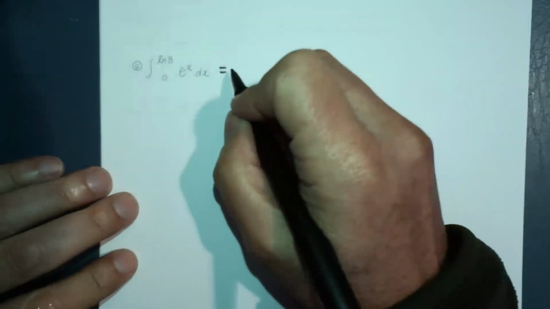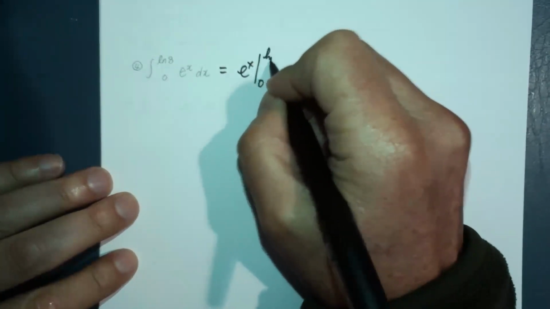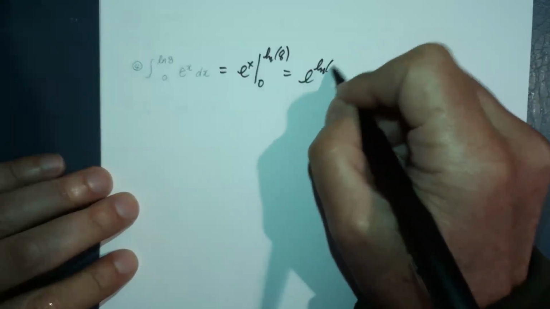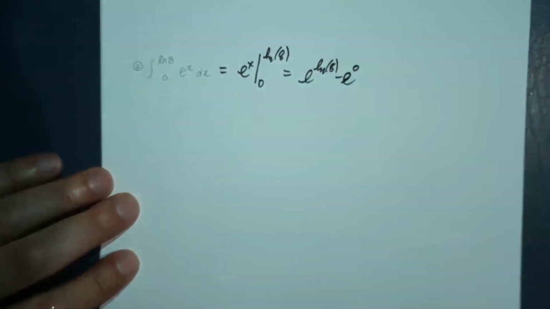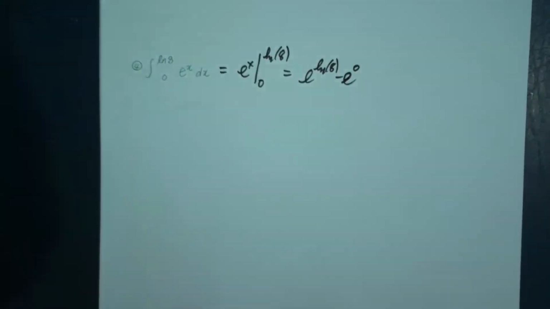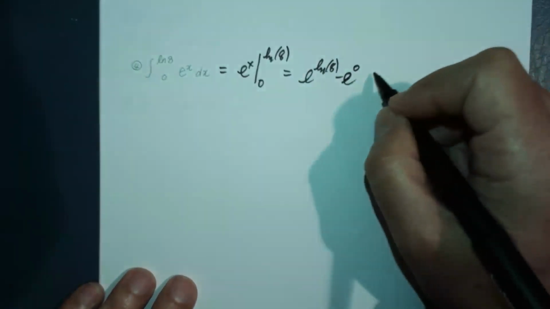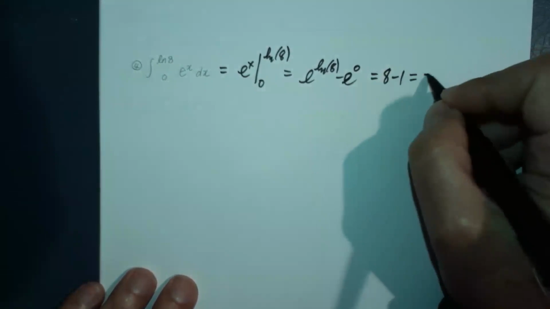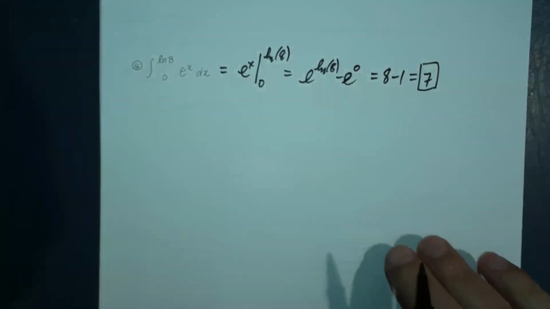Well, this one's easy. Integral of e to the x is just e to the x from 0 to ln of 8. E to the 0, remember, anything to the 0 power is equal to 1. And if you remember your log rules, because these are inverses of one another, this just becomes 8. They kind of cancel out. There you go.